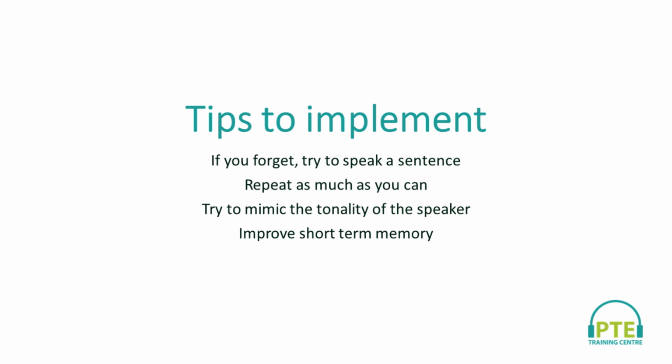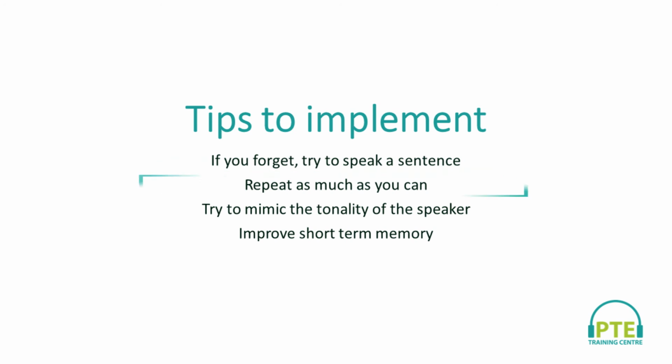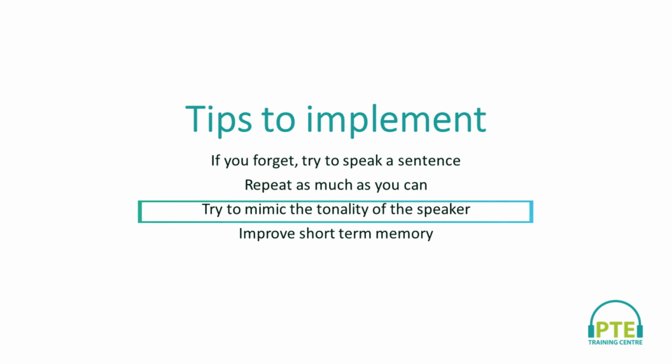Now I'm going to explain some tips to improve your repeat sentences. The first one is just make up a sentence. If you miss something, don't panic, just add some words of your own and make a sentence and repeat it in a fluent manner. The other thing is tonality. Try to copy the tonality of the speaker, that way you can improve your repeat sentences as well.